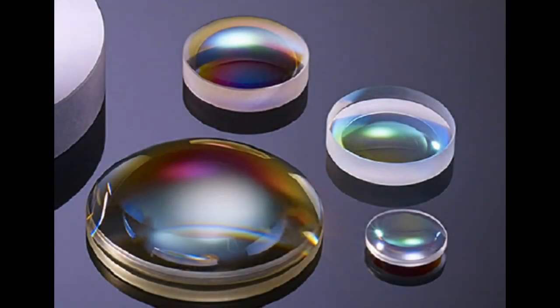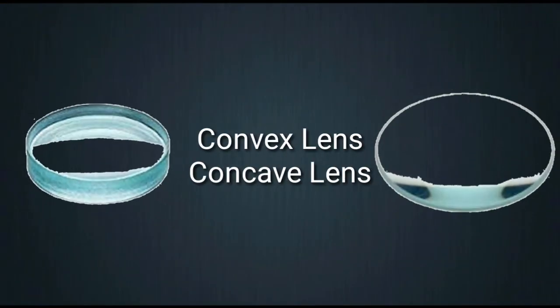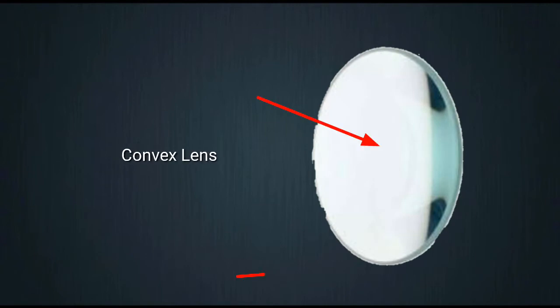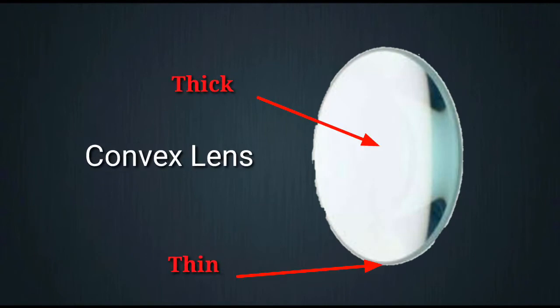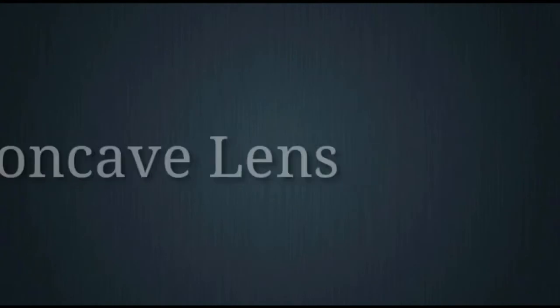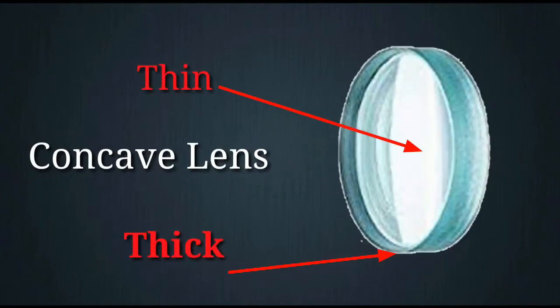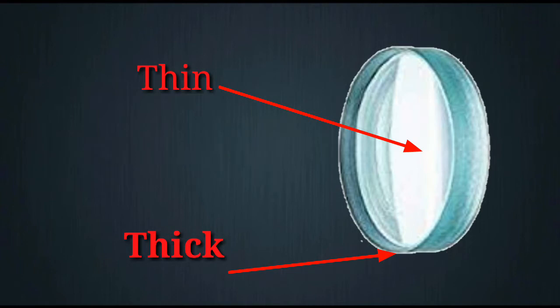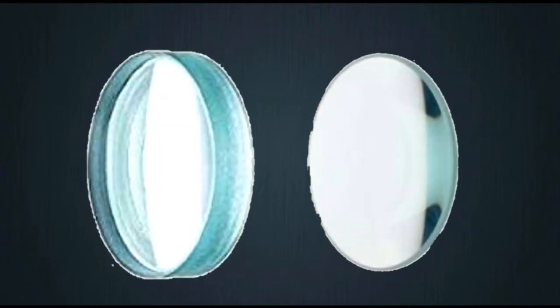Lenses are basically two types, convex and concave. Just like convex mirror and concave mirror, lenses are also two types. For a convex lens, the middle portion is thicker, whereas the side and edge portion is thinner. But for the concave lens, the middle portion is thinner and the side portion is thicker. So these are the differences between convex and concave lens.